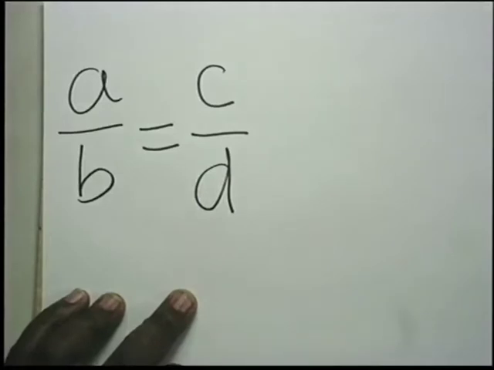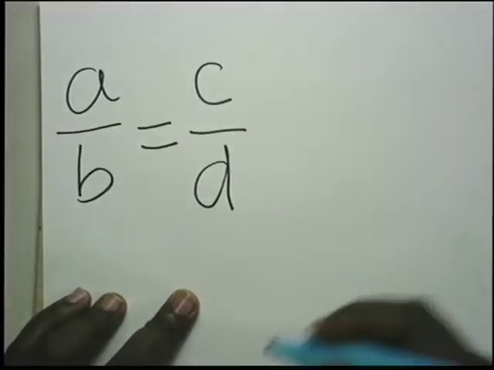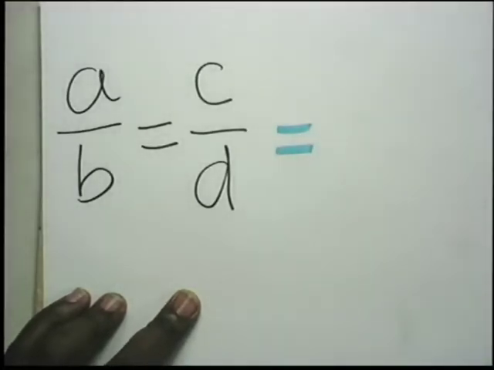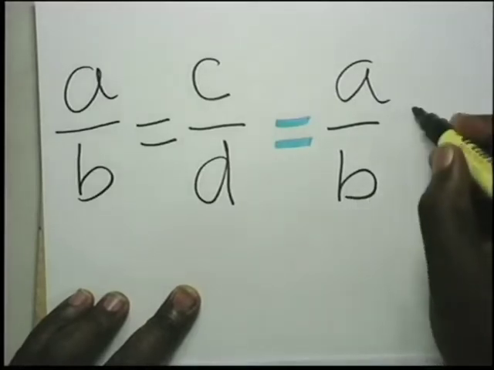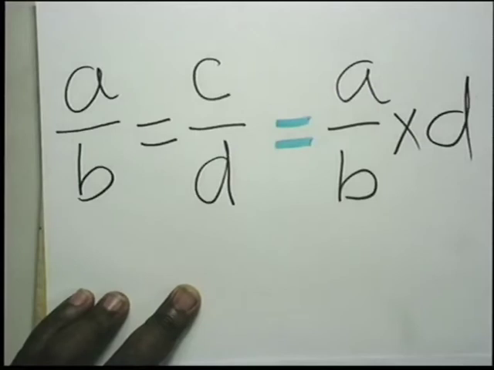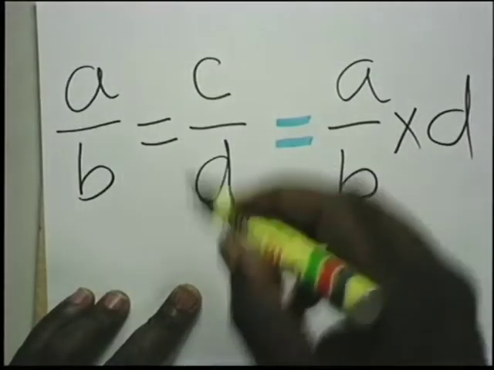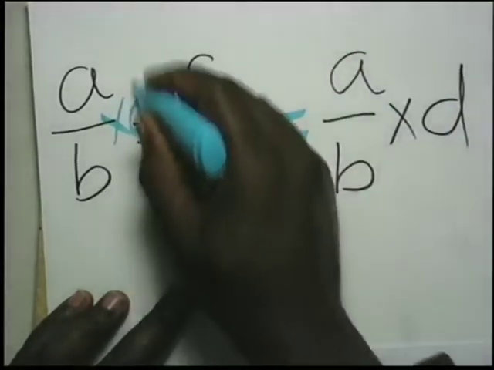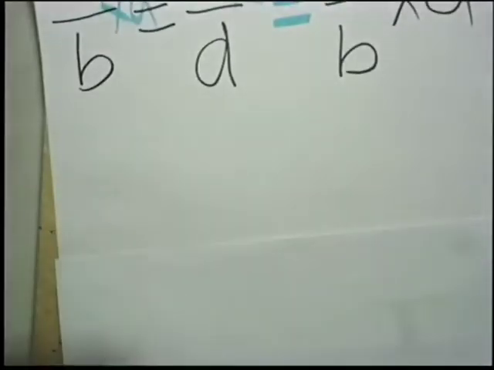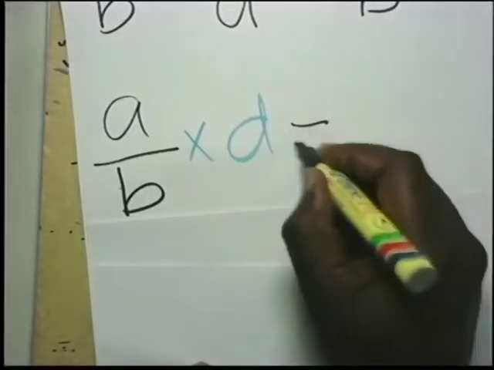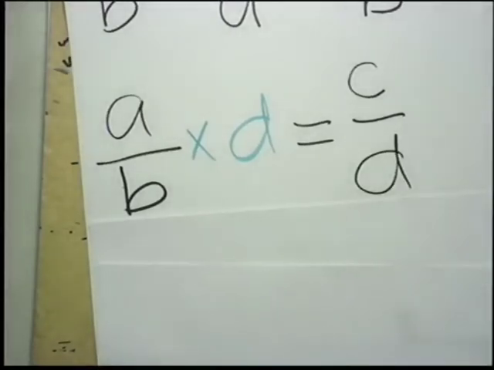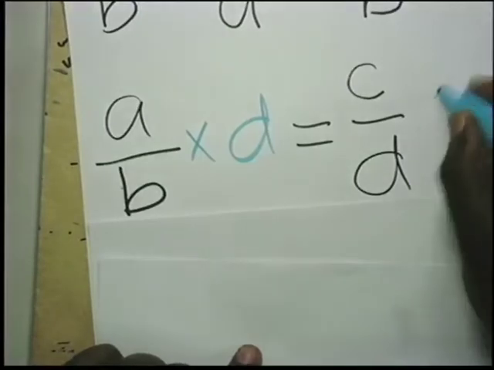Here's what we can do, as you can see there. We took the first number, that's equal to, if we multiply A over B by D, it's the same, since these are the same. In other words, we must multiply both sides. If we multiply this one by D, we must also multiply this one by D. And what does that translate to? It will leave us at this stage, whereby we'll be having A divided by B multiplied by D will be equal to C over D multiplied by D, like that.